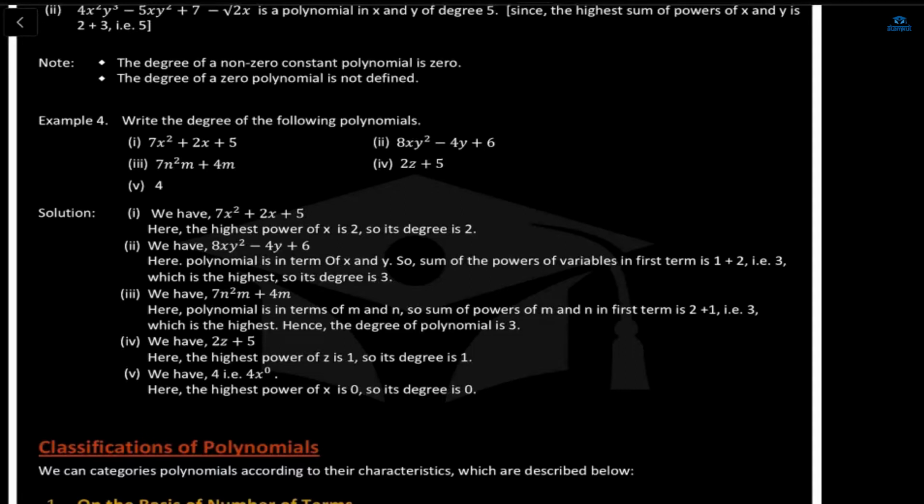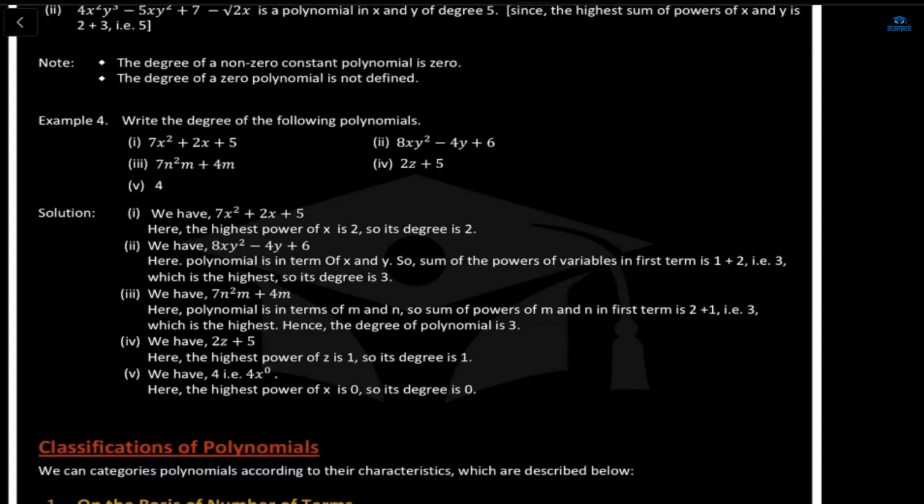Yeah, very good. Razi, can you hear me? Okay, sorry. So can you tell me the second one? 8xy squared minus 4y plus 6. Adding the powers will be 3. Yes, the degree of the polynomial is 3, because for the first term, if you add the powers, it will be 3. For the second, it is 1. So the degree of the polynomial is 3.